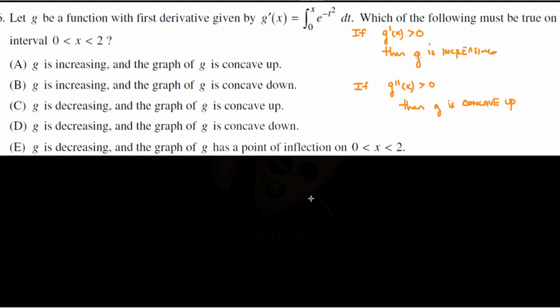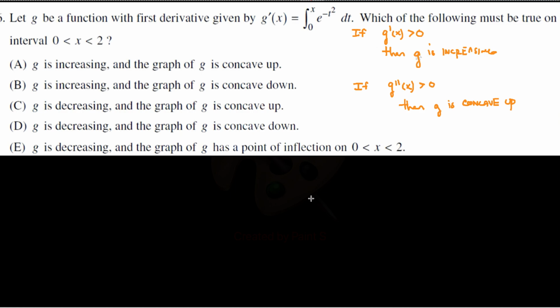We're still in unit 6.5, and what we have here is that they give you g, a function with first derivative given by this accumulation function. So now the derivative, g prime of x, is equal to the integral from 0 to x of e to the negative t squared dt. Which of the following must be true on this interval 0 to 2, not including 0 and 2?